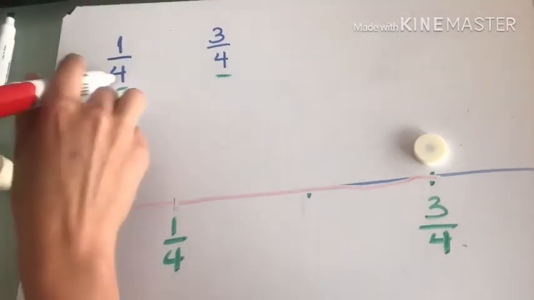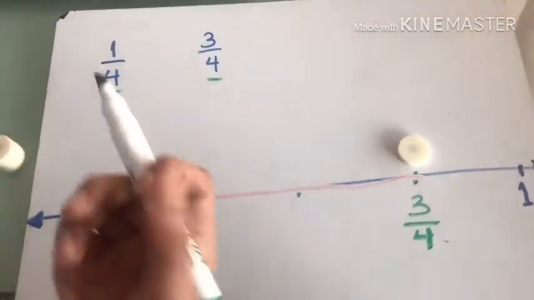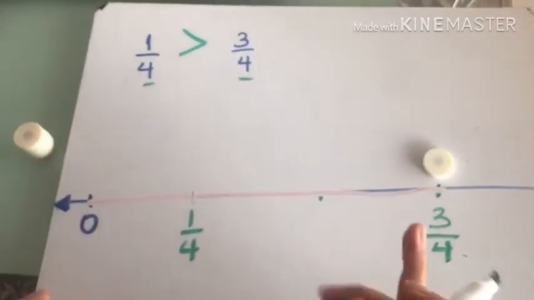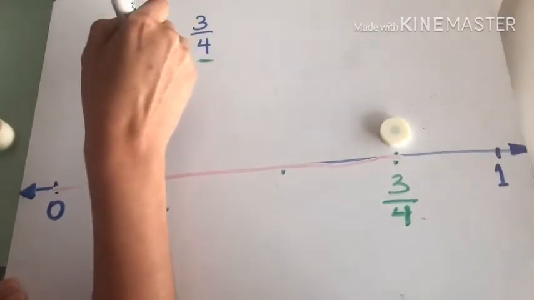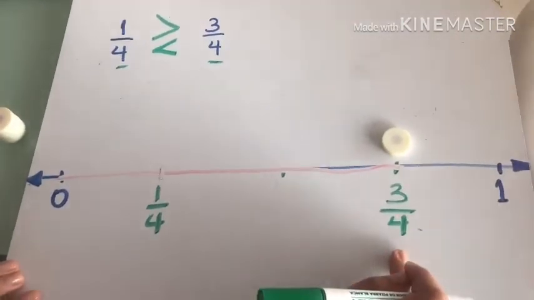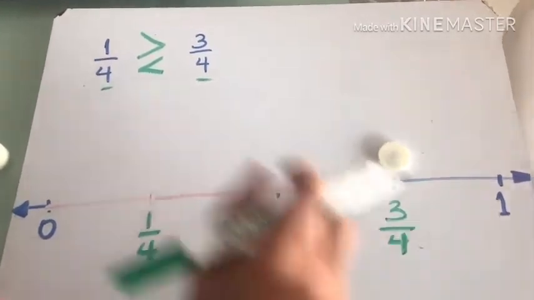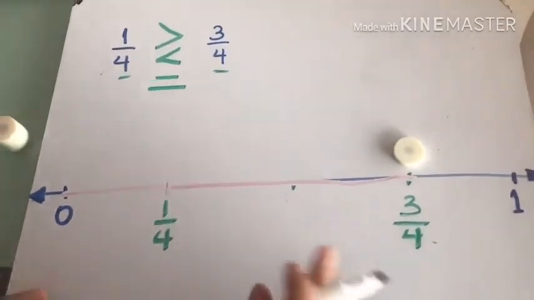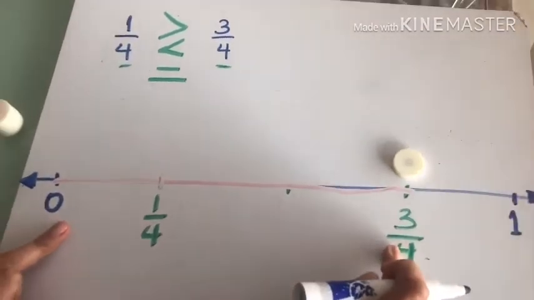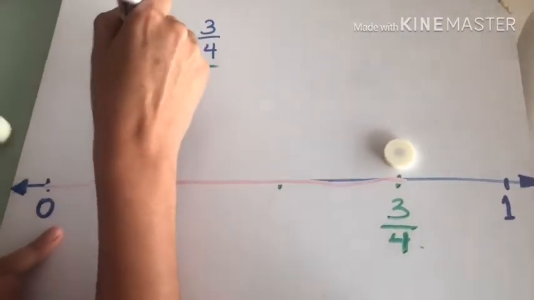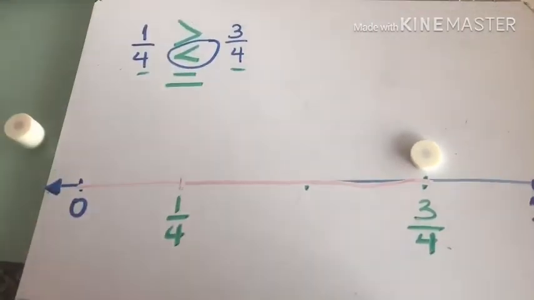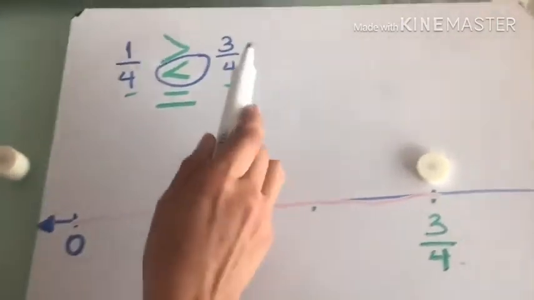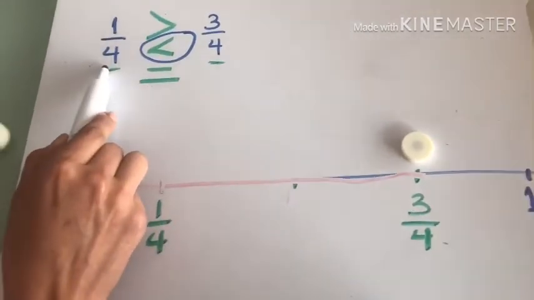So to make this statement true, which symbol would you choose? Would you choose that 1/4 is greater than 3/4? Would you choose that 3/4 is less than 1/4? Or would you choose the equal sign? So if this shows me right here, the 3/4 is bigger or greater than 1/4. So the answer for this first exercise is that 3/4 is greater than 1/4.